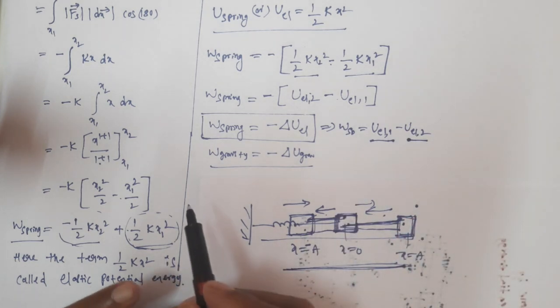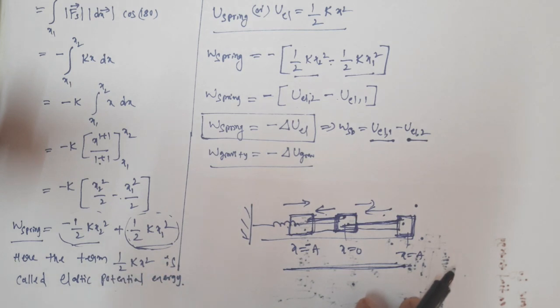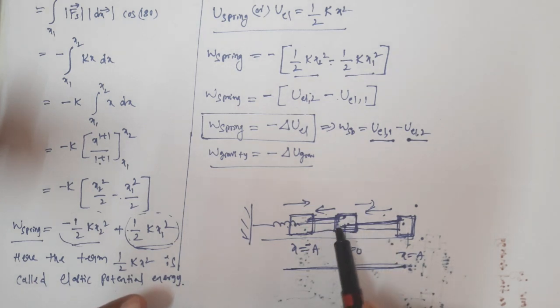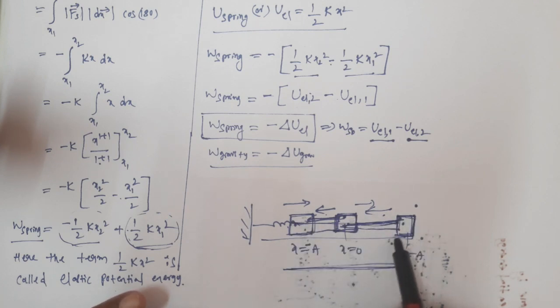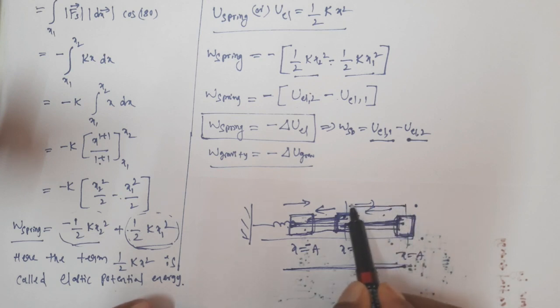And what is the second property? The work done by a conservative force does not depend on path. It depends only on initial point and final point. The same thing happens here. When the block moves from positive extreme to mean position directly, or positive extreme to negative extreme and then comes to mean position, in both cases the work done is same. Whether it comes directly from here to here or goes to the negative extreme and comes to this position this way, in both cases the work done by the spring is same.